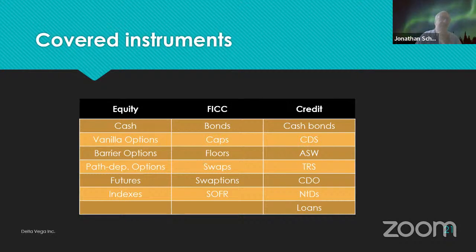Now, what do we cover? So here's one with the covered instruments. You can see that we talk about a number of different things. Most of these are pretty obvious. You may have seen before barrier options on the one hand, path dependent options on the other hand, averaging, things like this. We also talk quite a lot about credit.